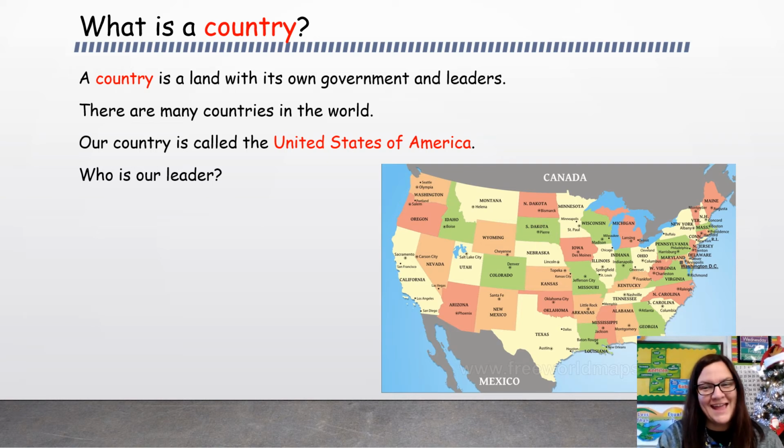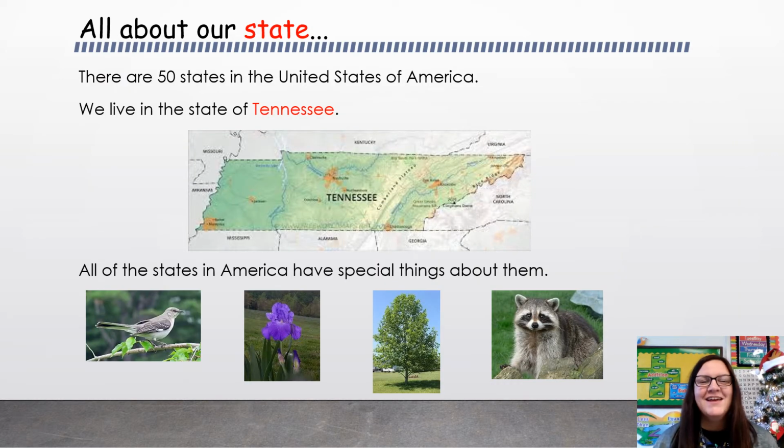Now let's look at the next thing that you'll need to know for your booklet. This is all about our state. There are 50 states in the United States of America. We live in the state of Tennessee, and this is a map of Tennessee. You can see that Tennessee is kind of a longer state, and there are different states that go around Tennessee. There's actually 8 different states that border or touch Tennessee.